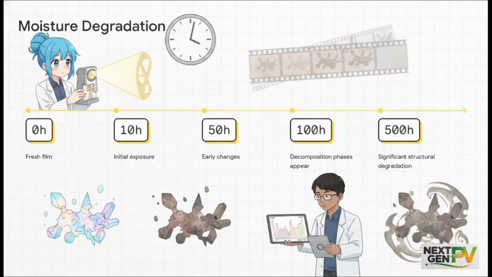You start with a fresh film at 0 hours. By 50 hours, you might start seeing some early structural changes. Then, by 100 hours, new decomposition peaks literally emerge right on the scan. And by 500 hours, you're seeing significant structural degradation as those primary perovskite peaks disappear entirely.